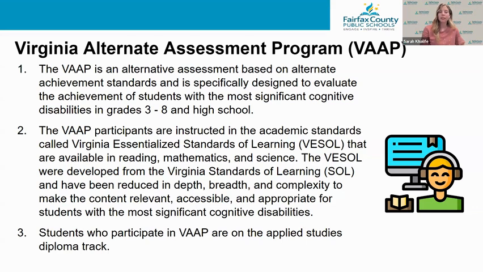The VAAP participants are instructed in the academic standards called Virginia Essentialized Standards of Learning, or the VSOLs, that are available in reading, mathematics, and science. The VSOL were developed from the Virginia Standards of Learning, the SOLs, and have been reduced in depth, breadth, and complexity to make the content relevant, accessible, and appropriate for students with the most significant cognitive disabilities. Students who participate in VAAP are on the Applied Studies Diploma track.